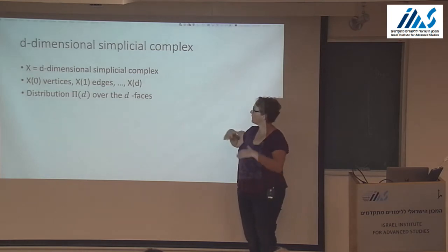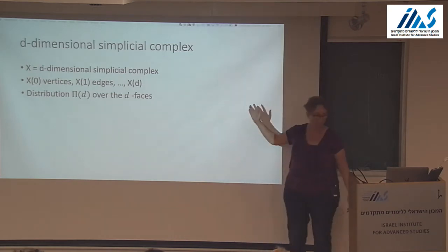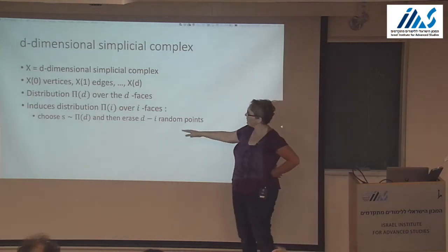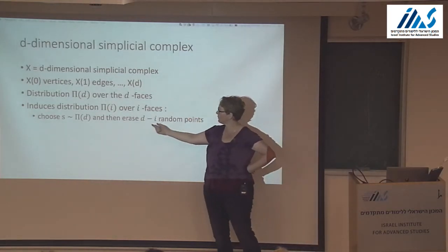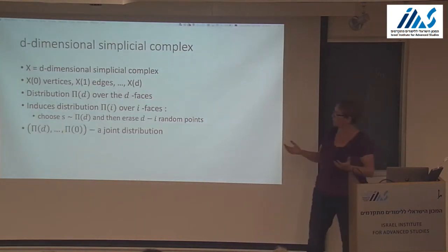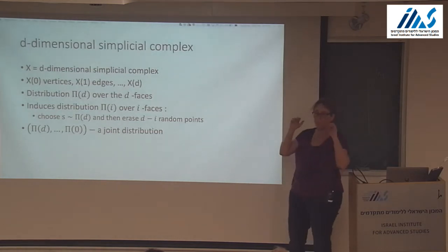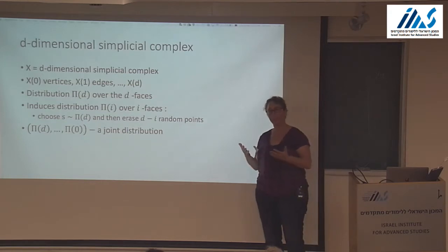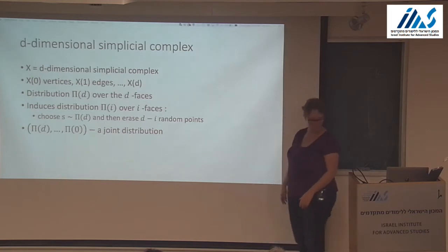It would be really great to get a construction that is regular, and then I wouldn't have to worry about the distributions. But for now, I have to worry. So these are the distributions. Pi_i is obtained from pi_d by choosing a random d face and erasing d minus i random points. And all of these pi_i's live together. It's a joint distribution. And this is the correct distribution from my point of view to talk about the complex. Just like if you have a graph that's d-regular, you never think of the distribution over the vertices. It's uniform. But if it's not d-regular, then vertices that have more neighbors have more weight. So this is the analogy.